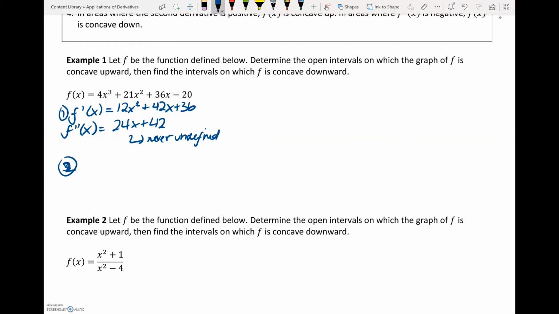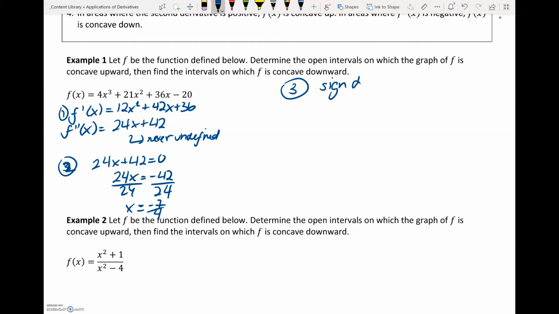Our second step is to set f double prime to 0 and then solve. So I'm going to subtract 42 on both sides and then divide both sides by 24. So our simplified fraction is going to be -7 over 4. Our third step is to create the sign diagram for f double prime. And the only critical point we found is -7 over 4.